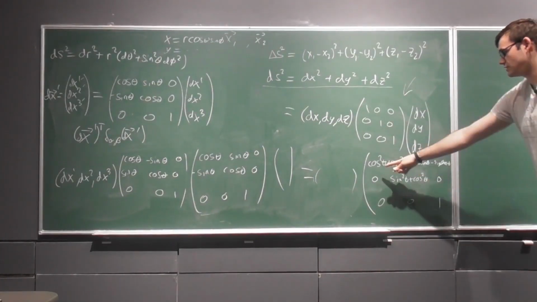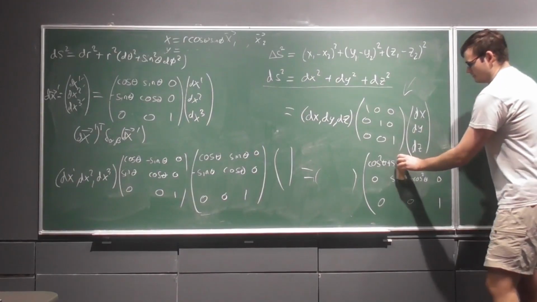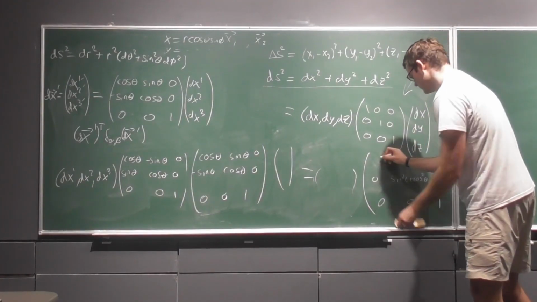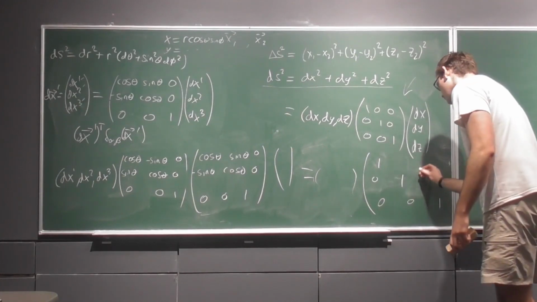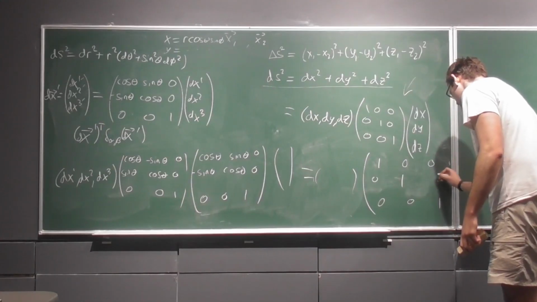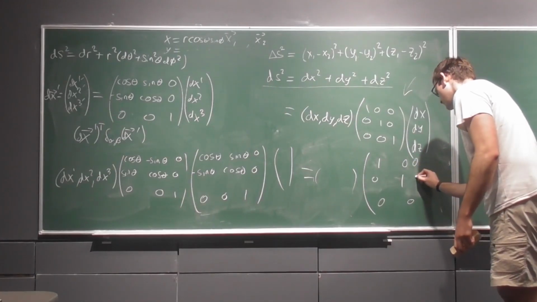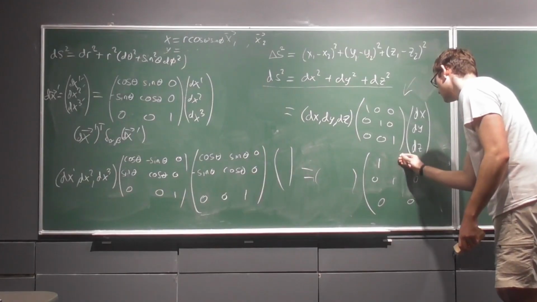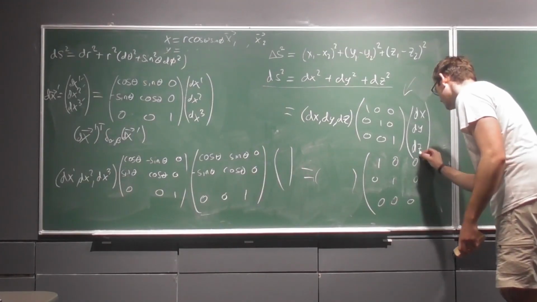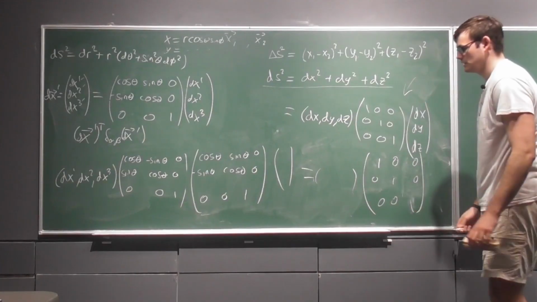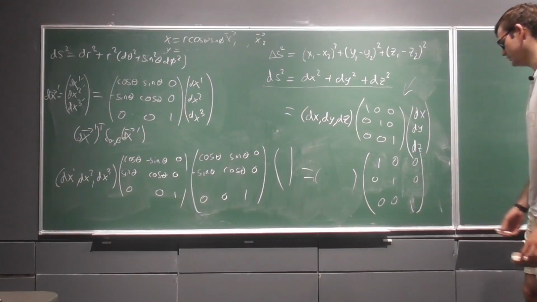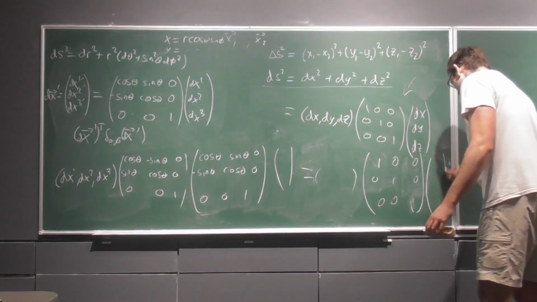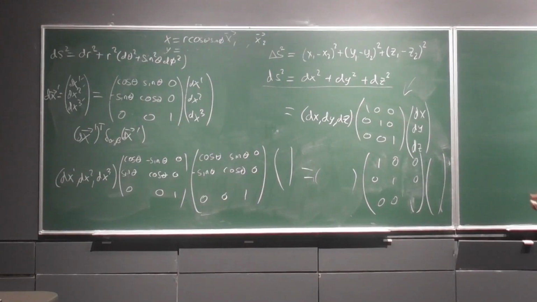Cosine squared theta plus sine squared theta is giving me 1. The off diagonals are canceling. And so 1, 0, 0. Okay, a little messy, but there we go. And the 1 at the bottom just gives me 1 in the corner. So it just gives me back the identity matrix, and that's quite important. Remember I said that it should be invariant under rotations, and that's exactly what we found.